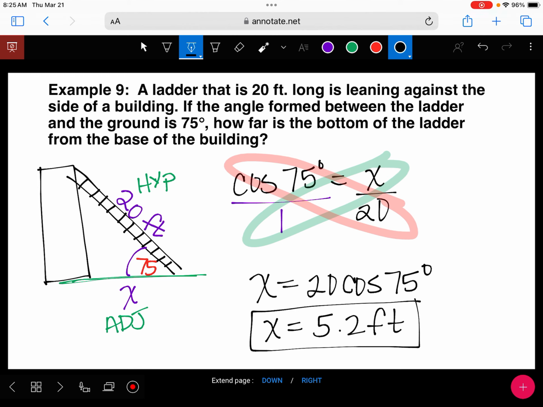What happened? Oh, so you have to hit this button. That changes it to a decimal. The button above there.